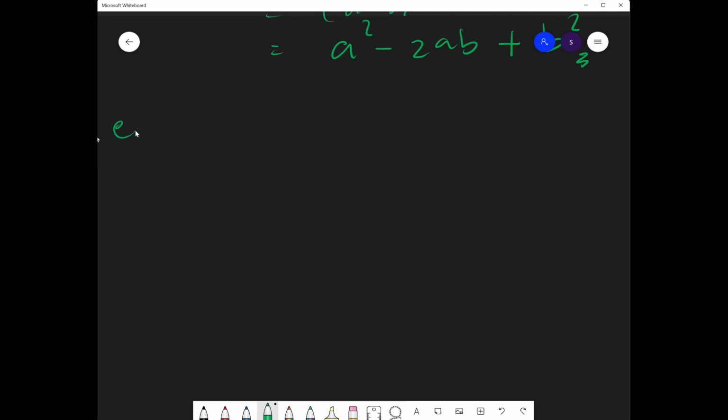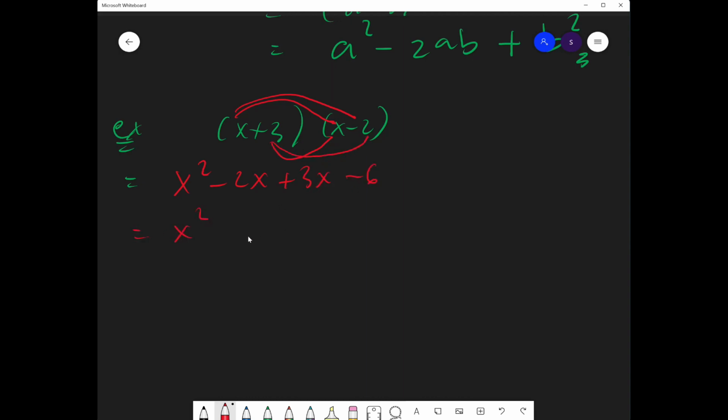For example, we have x plus 3 times x minus 2, then we multiply this to this and this to that, 3 to x and 3 to minus 2. Then the result will be x squared plus x minus 6.